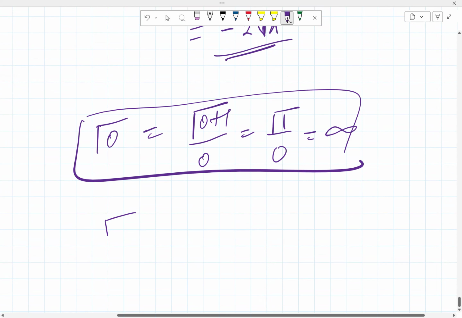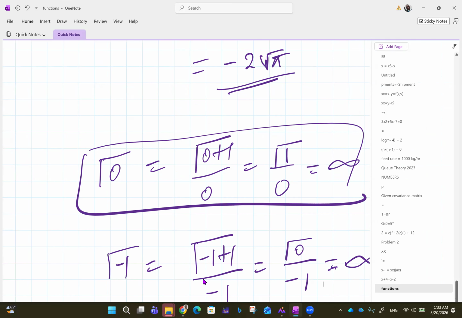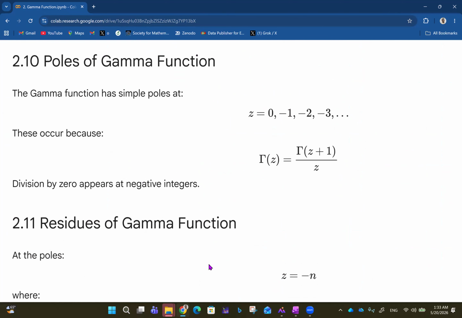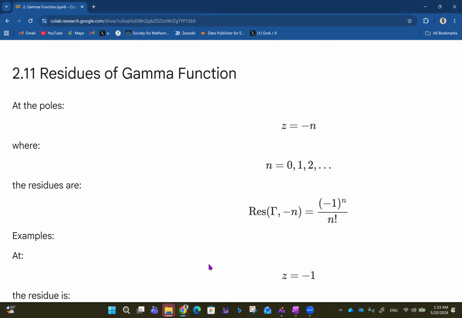What about gamma minus 1? That'll be gamma(minus 1 plus 1) all over minus 1. And that is gamma 0 over minus 1. So still undefined, and so on and so forth. Like I said, you have those poles going on like that. This occurs because division by zero appears at negative integers. So then we have residues of gamma functions. We dealt with poles, so now we talk about residues.